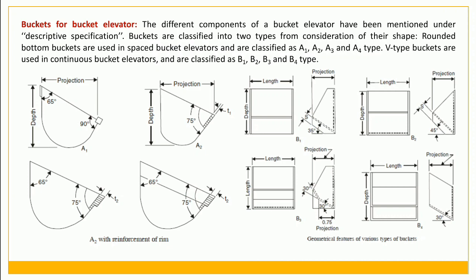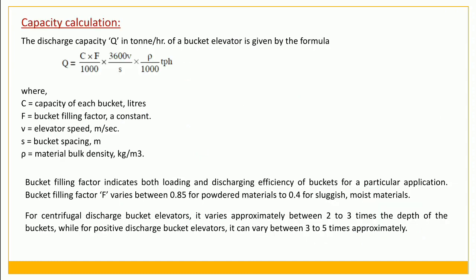Specified dimensions of this bucket, namely length, projection, depth and capacity, are given in the IS code that I have mentioned earlier. Here you can see different sizes of bucket and their projections, depth, and the bucket angle has been mentioned. So from this figure you can easily understand how these buckets are being used for bucket conveyors. Now the method of fixing buckets to the belt or chain is also specified in the fixing arrangement for bucket elevators in the BIS code.